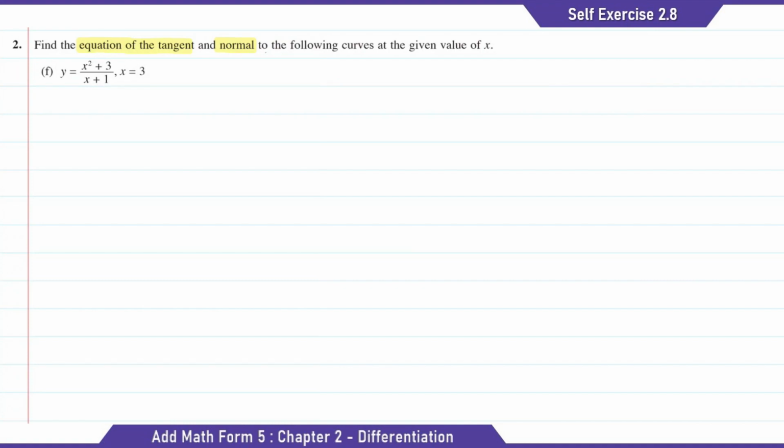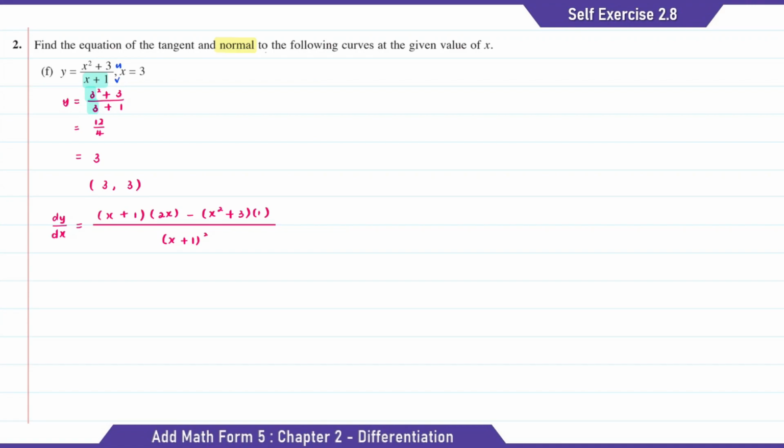Question F. To find the coordinate, substitute x equal to 3 into the equation. This is equal to 12 over 4, which is 3. Then the coordinates will be (3, 3). To find the dy/dx, here we need to use the quotient rule. So this will be the u and v. First, copy the v, x plus 1. Then differentiate the u, which is 2x, minus copy the u, x squared plus 3, then differentiate the v, which is 1, over v squared, which is (x plus 1) squared.